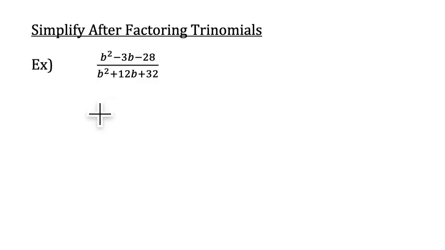On this rational expression, we have trinomials in the numerator and denominator. Now, it might be tempting to cancel out these b squareds. We are not allowed to do that, because we haven't factored yet. Let me pause just a moment to show you why not. Let's say this is a completely separate example.